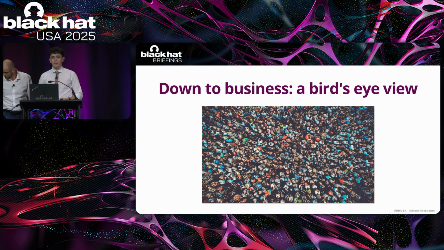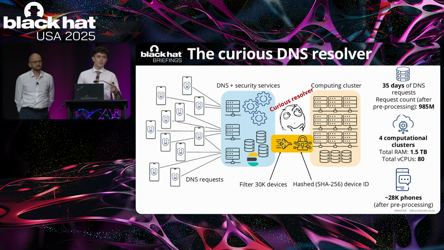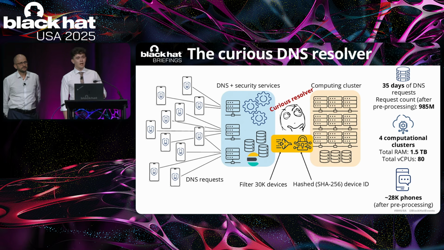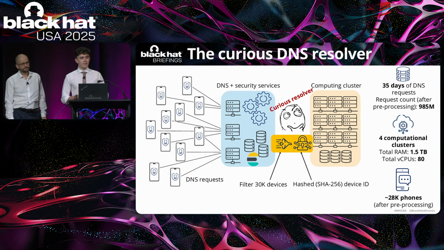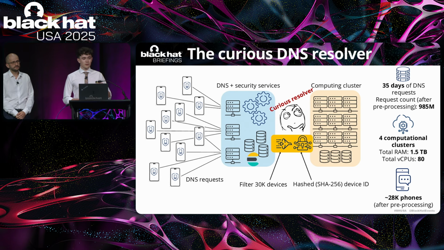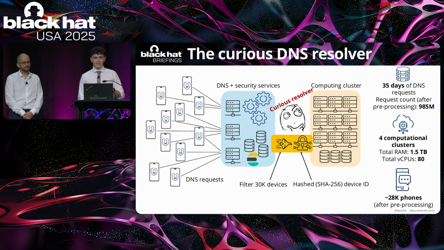Let's take a deep dive into our research and see how it was structured. For this research to be relevant, we had to play the role of the curious DNS resolver. At Bitdefender, we have a bunch of security solutions that rely on our own DNS resolvers. After figuring out the necessary privacy measures, such as hashing device identifiers, so there was no way we could trace back a device's hash to its MAC address, we tapped into Bitdefender's DNS resolvers and registered the events of approximately 30,000 devices.